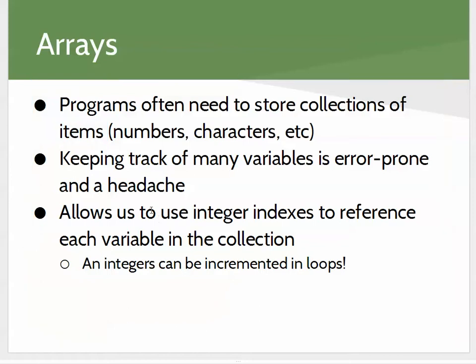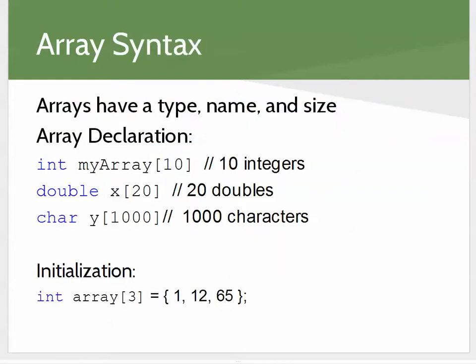So we want to actually use the same variable names throughout, but only differentiate between variables using integer indexes if we can. And so an array allows us, all in one shot, to declare multiple variables, all of the same data type.